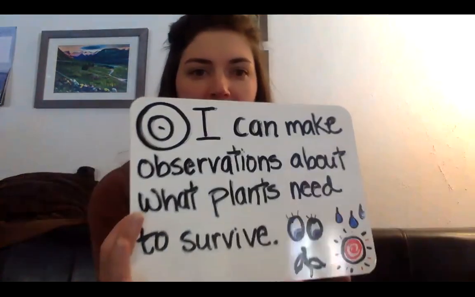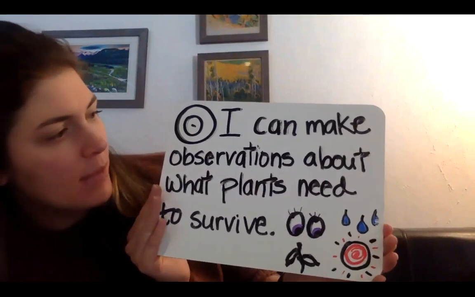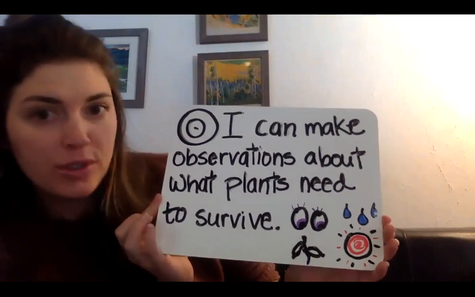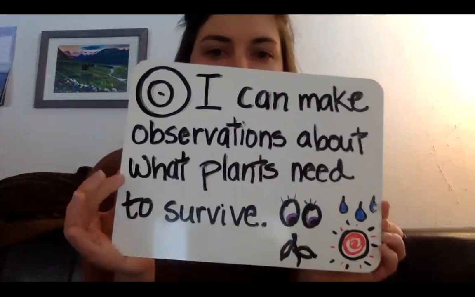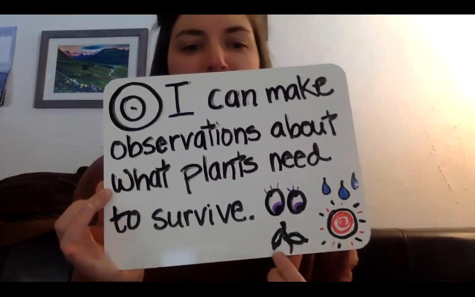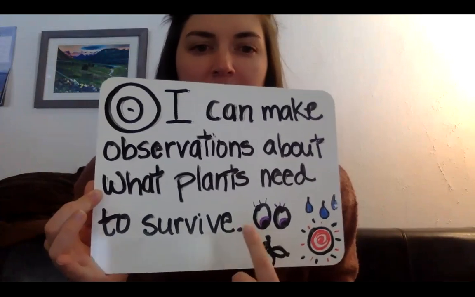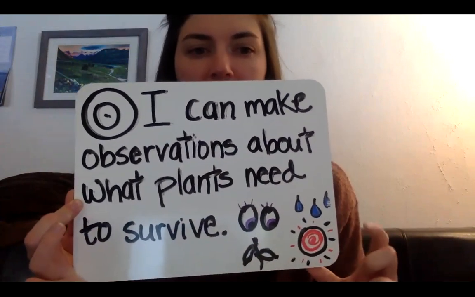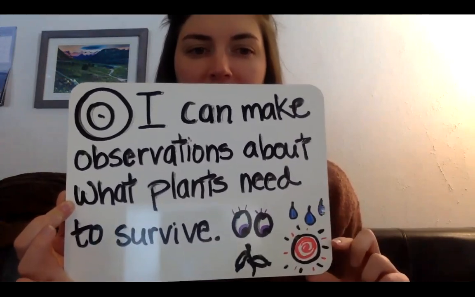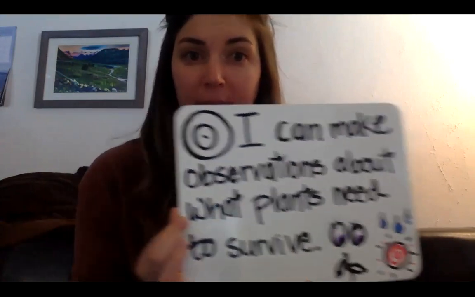And our learning target today, we're continuing to learn about plants and what they need to survive. I know you've been at home growing your own plants. That's super exciting. So here's our learning target. I can make observations about what plants need to survive. So I drew a little plant. Maybe that's what your seedling looks like right now. Some eyes for making observations, water and sunlight, because you've been learning about how important those are for plants to survive.